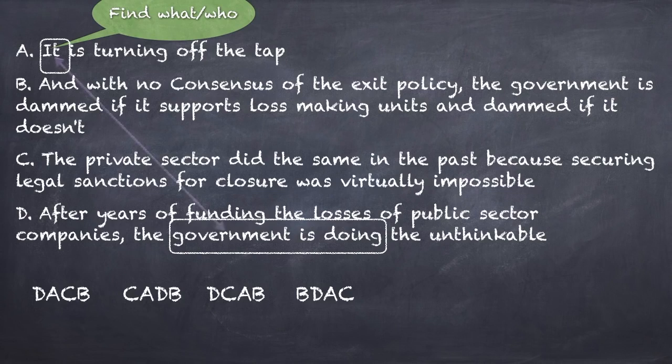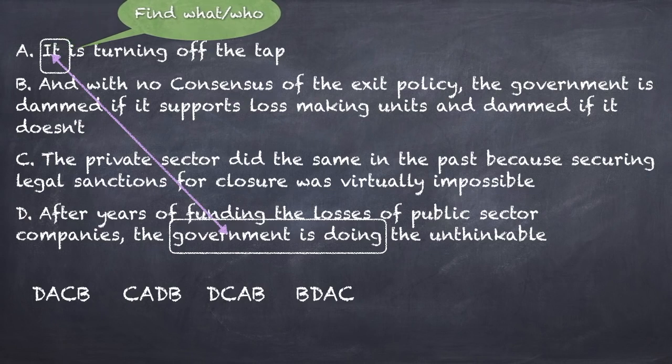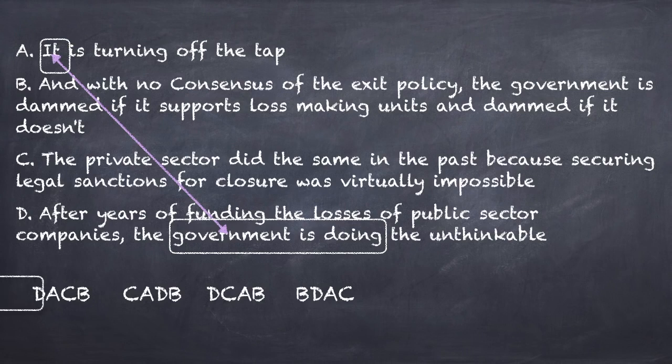So I see very clearly that D and A is a connection, right? If I look at the options, D and A is there in option 1 and option 4. So my answer is going to be one of these, right? So it is turning off the tap. And in C again I saw the private sector did the same. The same what? Turning off the tap. So did the same. Again the pronoun refers to something.